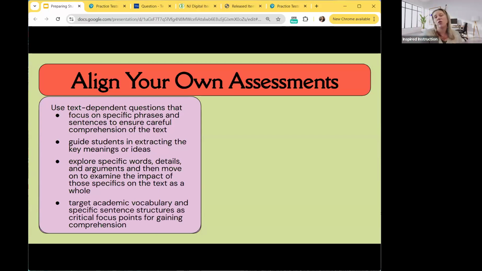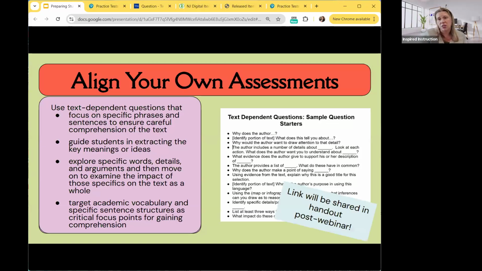We want to make sure that every assessment that we're giving, whether it's formative or summative, even if it doesn't look like your high stakes assessment for your state, we want to make sure at minimum those questions are text-dependent, because that's what they're going to be asked on the test. And we want to make sure that students are able to not only choose the right answer, but that they're able to defend those answers.